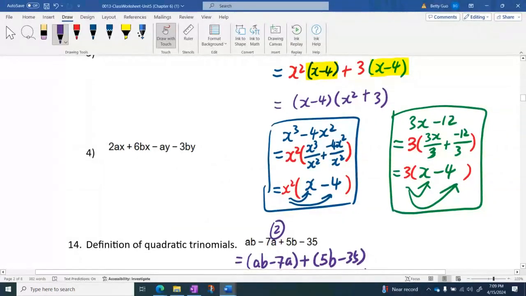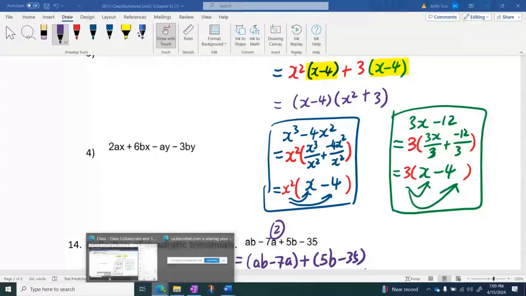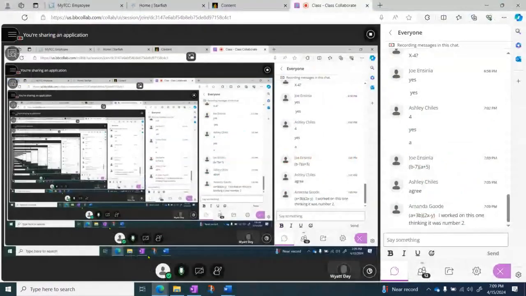I think it's correct, Amanda. I worked on this one thinking it was number 2. Oh, okay. Okay, you can work on number 2 now. Very good.